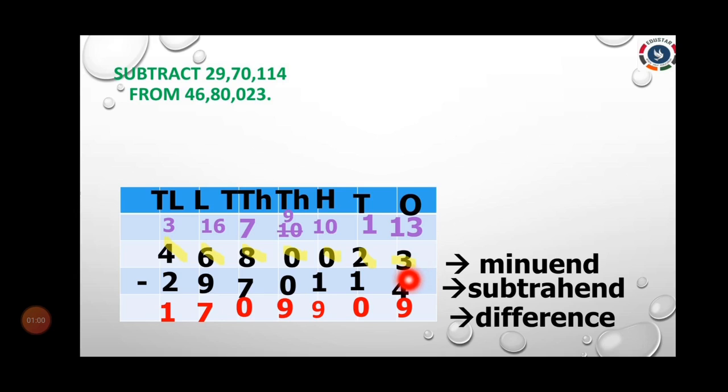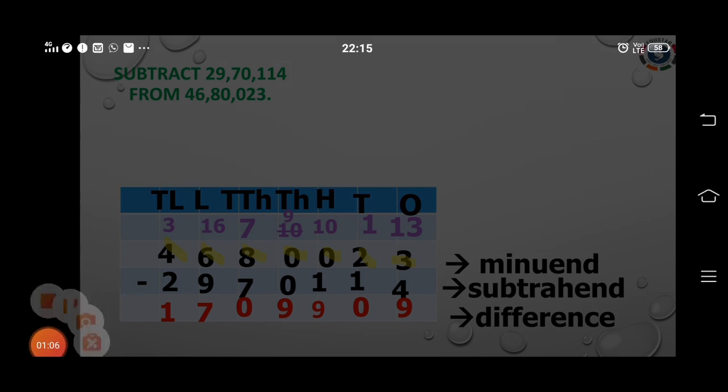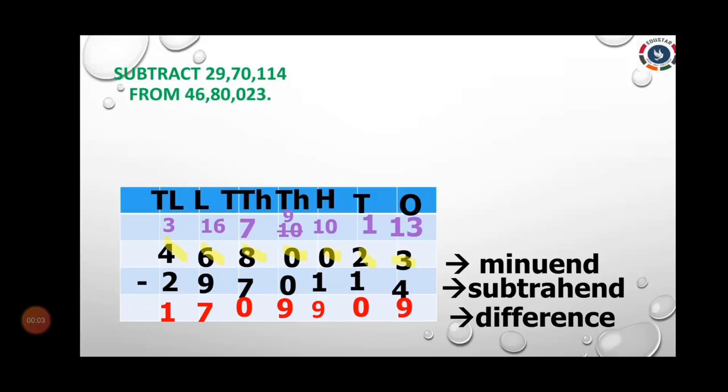So always the biggest value is the first value. Subtract 29,70,114 from 46,80,023. So arrange the numbers according to the place values. Which is the biggest value here? 46 lakhs, that we want to write first. So 3200864.